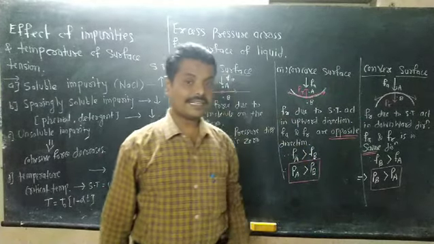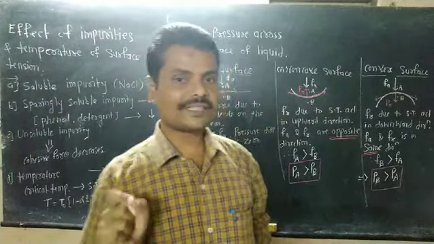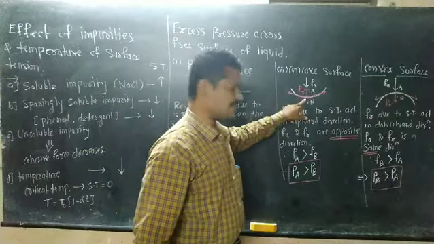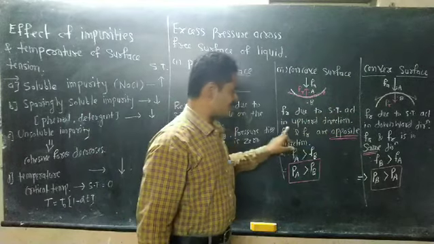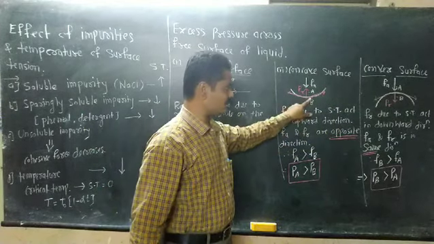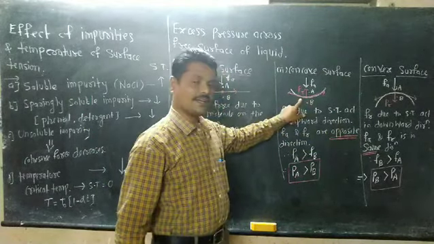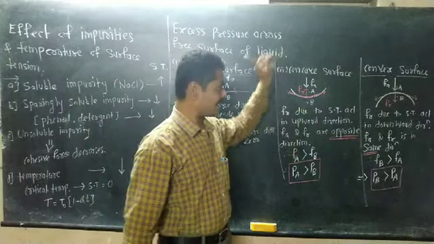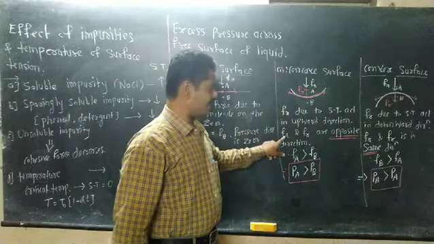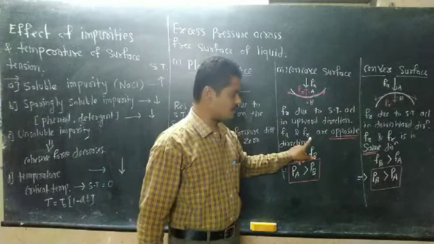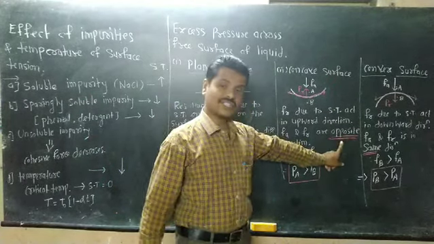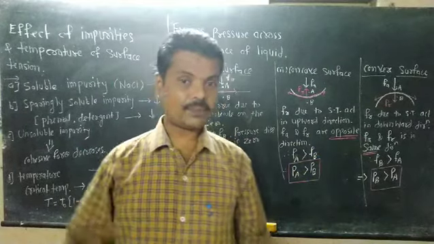Fr means the resultant force due to surface tension on the molecule present on the liquid surface. Fr due to surface tension acts in the upward direction. You check carefully: the resultant surface tension force acts in the upward direction, and the atmospheric pressure force and the resultant surface tension force are in opposite direction. This word is important: are in opposite direction.